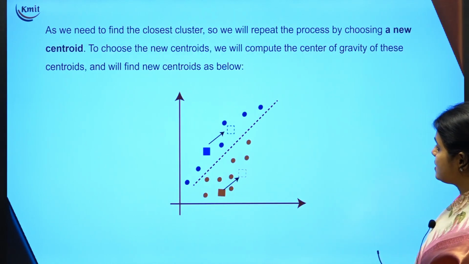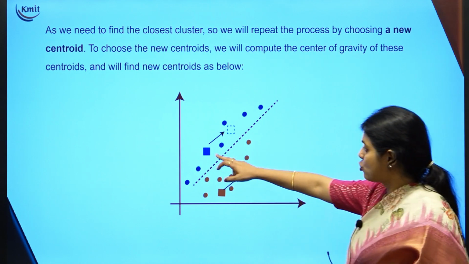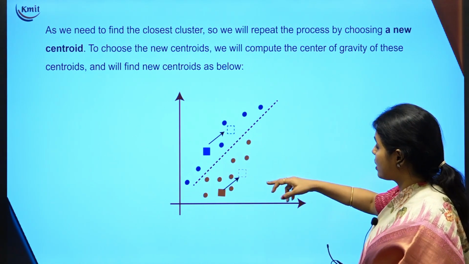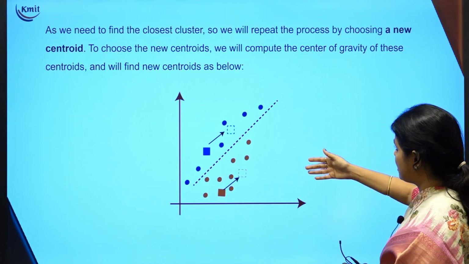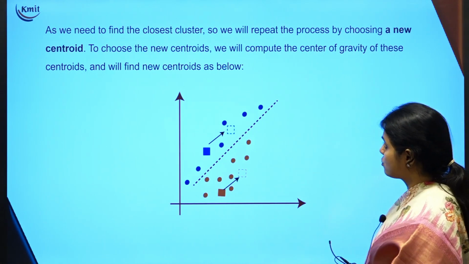Now once I am done with this, we need to find the closest cluster. So we will repeat the process by choosing new centroids. Earlier my centroids were these. Now I will repeat this process by choosing the new centroids. To choose the new centroids, we will compute the center of gravity for these clusters and define the new centroids. So randomly I have taken the new centroids here.